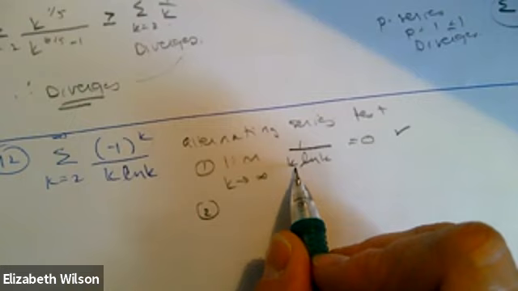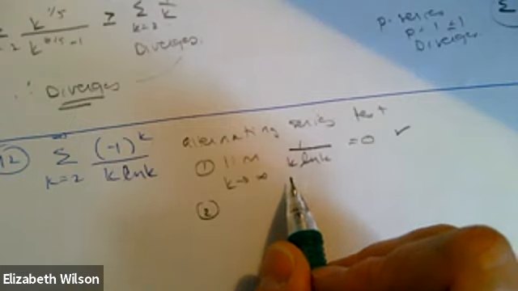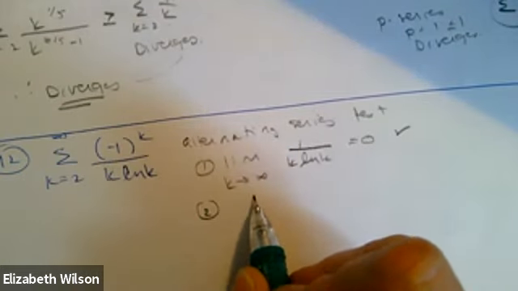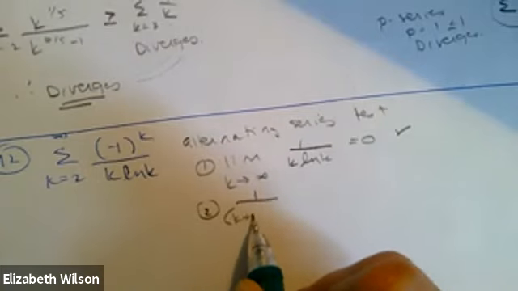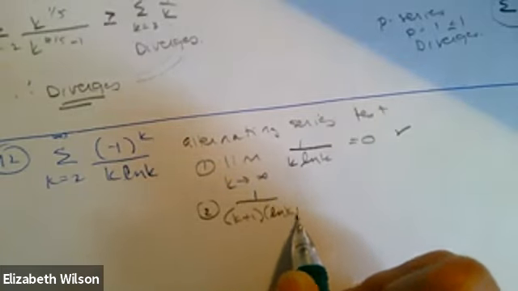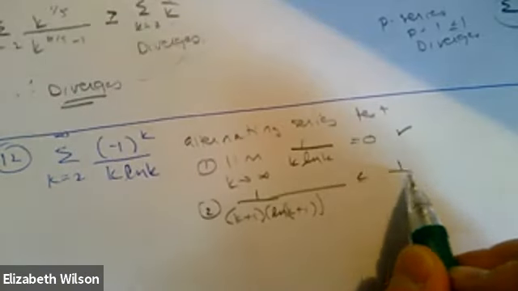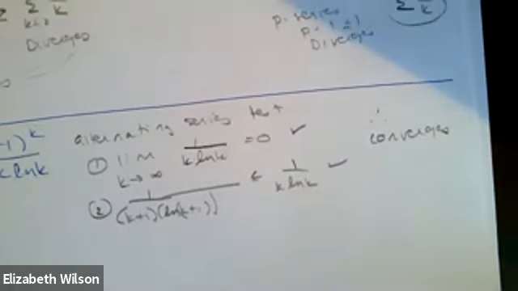The next part is, is the k plus first term smaller than the next one? So we want to basically check to make sure that this is a decreasing function. So if I go k plus 1, ln of k plus 1, that's definitely less than or equal to 1 over k ln of k. Therefore, these are our two conditions for the alternating series test convergence. Therefore, I can conclude that this series is going to converge, and it's going to converge by the alternating series test.